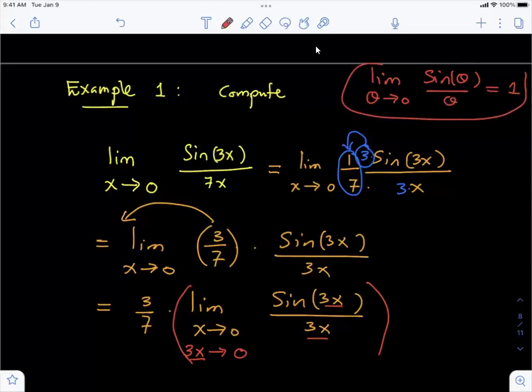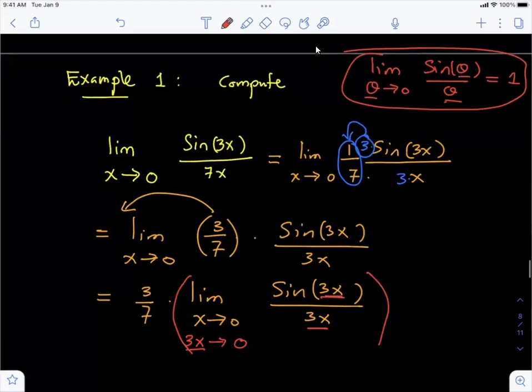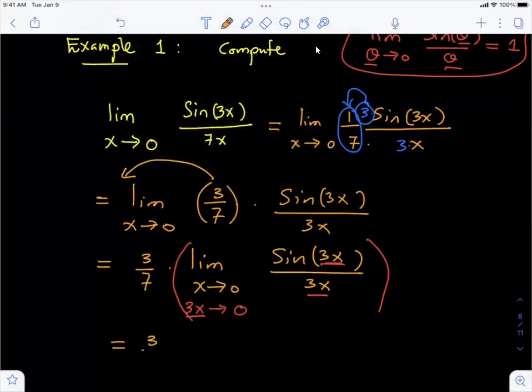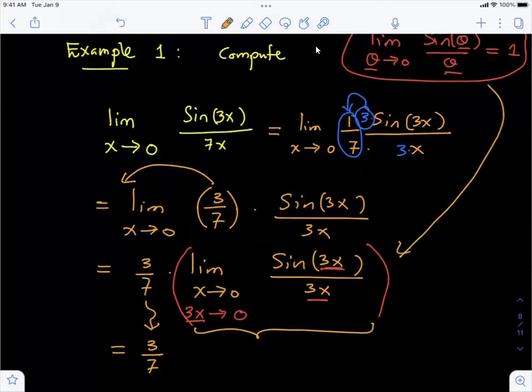Now, in this scenario, the role of theta is now played by 3x as a common argument in this problem. So now when you compute this limit, this is what you get. The same constant sitting in front. I'm not going to change it. And this is none other than exact match with our tool. And that will give us the limiting value of 1. So the computation will yield 3/7.